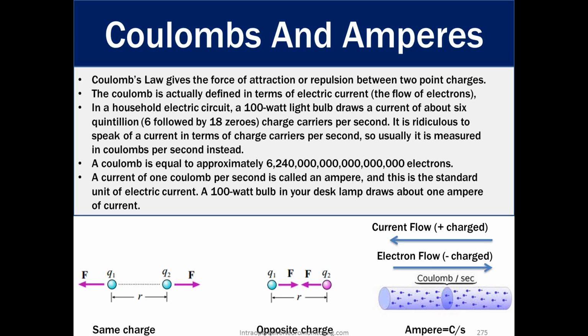A 100-watt bulb in your desk lamp draws about 1 ampere of current. So that's the typical example they give for 1 ampere. Same charges repel, opposites attract, and then the current flow is opposite, and that's measured in coulombs per second.